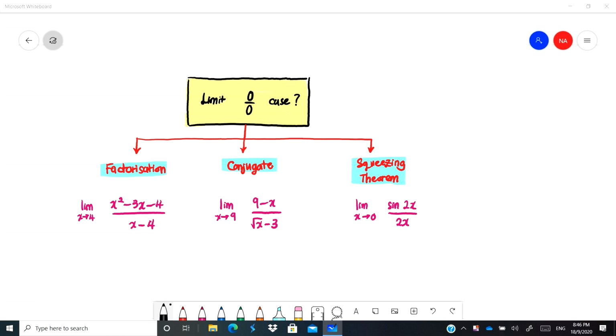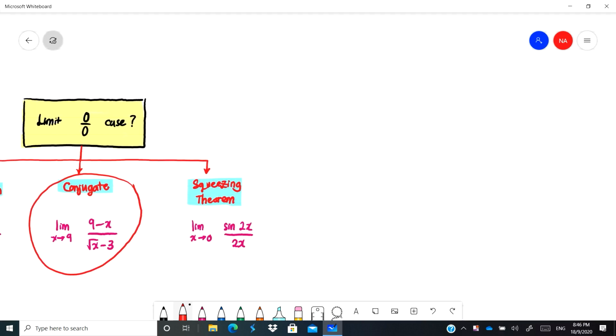In this video we are going to focus on the limit 0/0 case, but we are going to look at the case where we have to use the conjugate to solve the problem, where I give the basic idea of a conjugate.